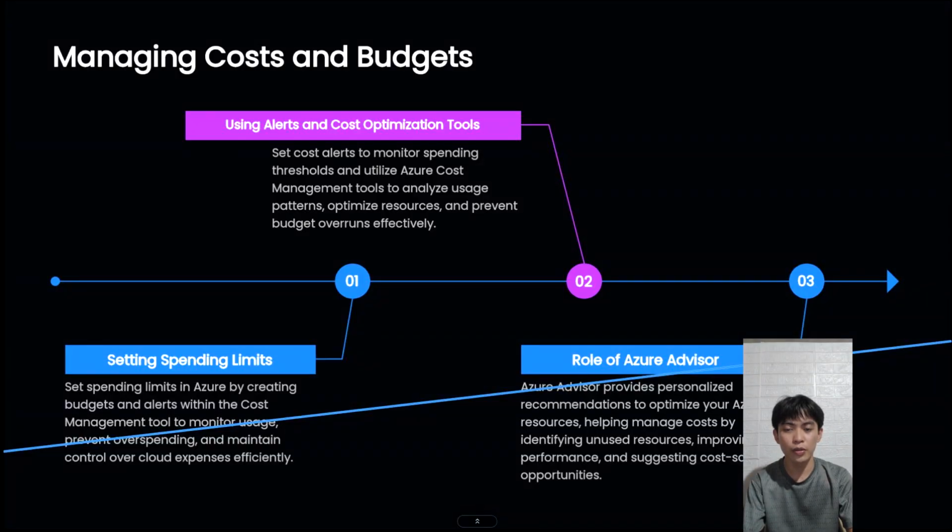Number 2. Using alerts and cost optimization tools. Set cost alerts to monitor spending thresholds and utilize Azure Cost Management tools to analyze usage patterns, optimize resources, and prevent budget overruns effectively. And number 3, role of Azure Advisor.